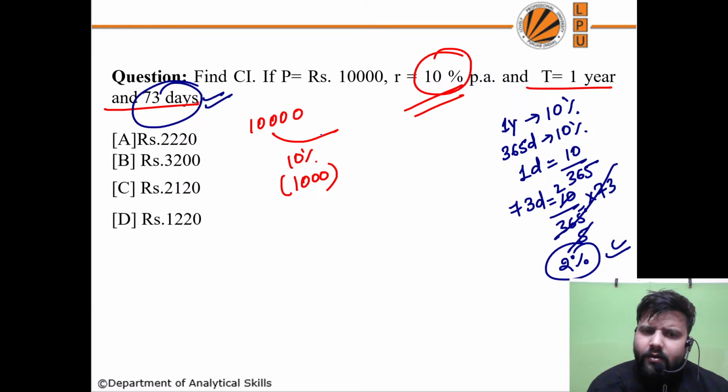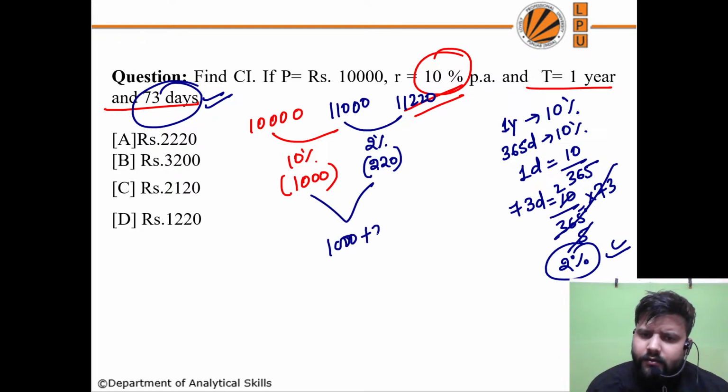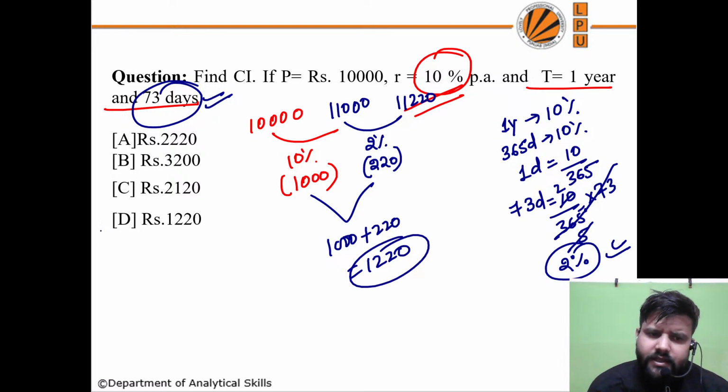It means now this principal becomes 11,000. It will become 11,000 and 2% will be charged over it. And 2% of it is how much? 1% of it is 110, 2% is 220. So now your amount will be 11,220. So total interest you earned is how much? 1000 plus 220, which will give you 1220. So your answer for the question is option D.